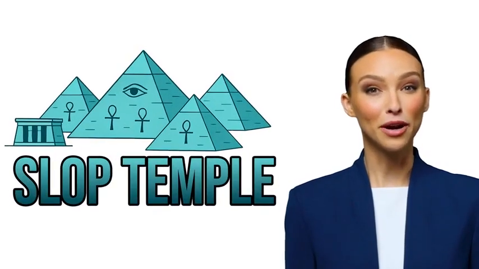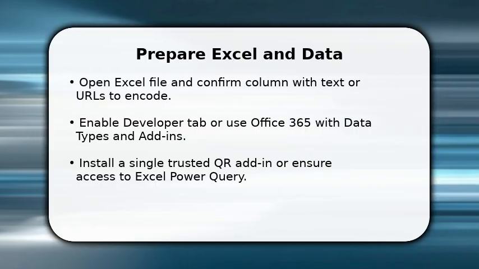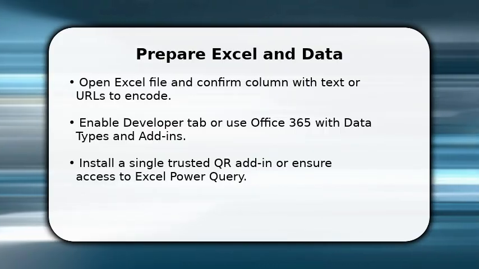We pray this video helps. You start with the data ready. Select the exact column that will become QR content. Once done, enable the Developer tab or confirm your Excel version supports add-ins. This matters because the method uses one add-in or Power Query.